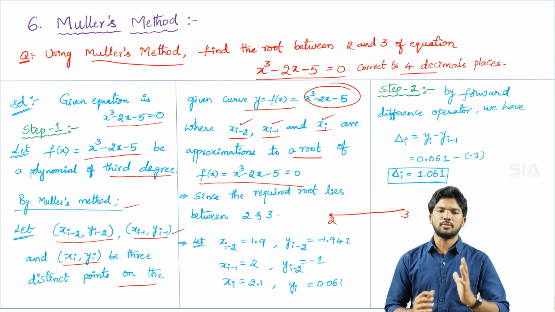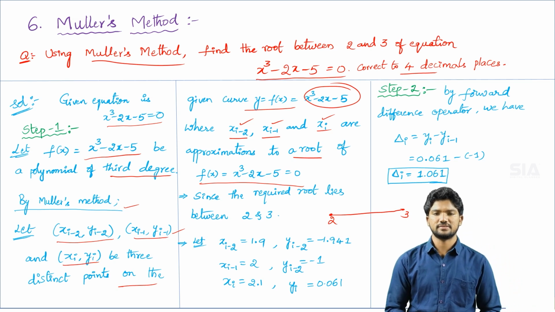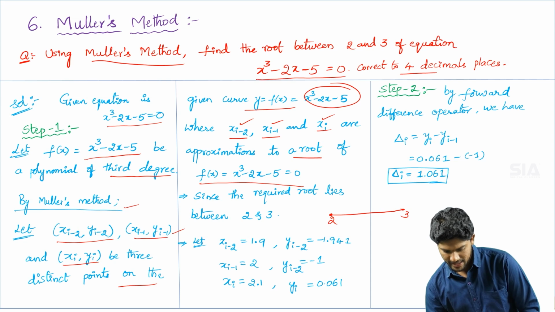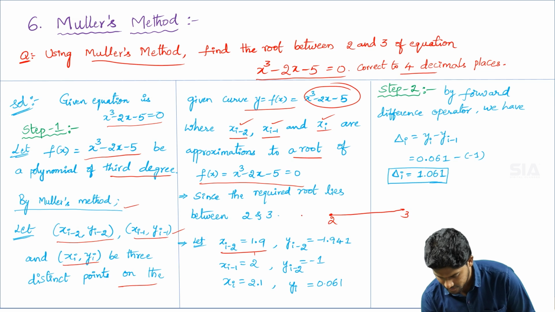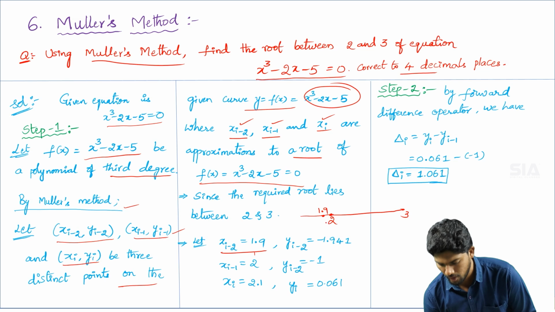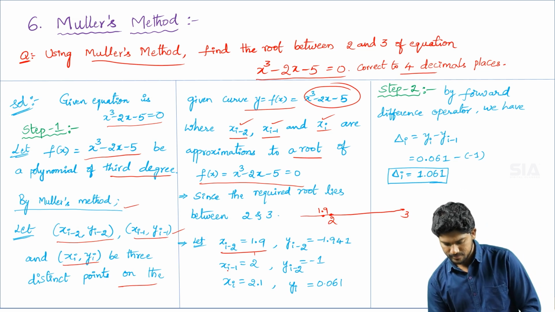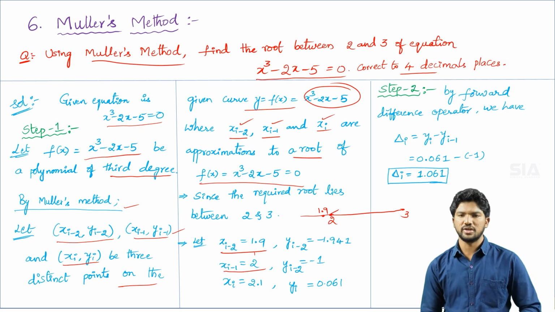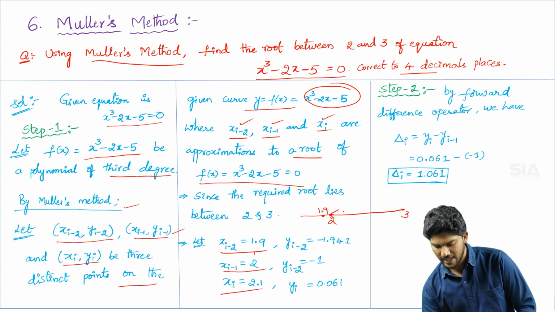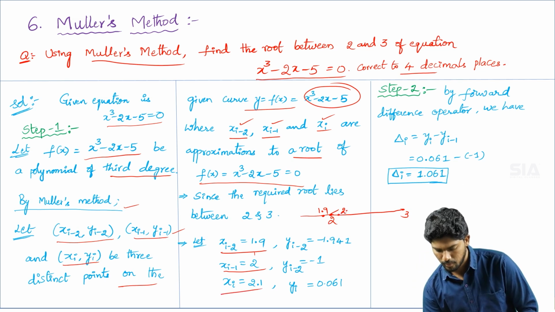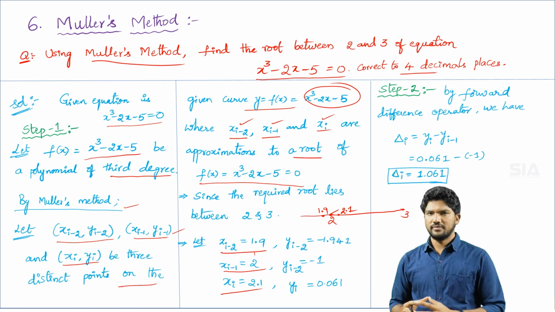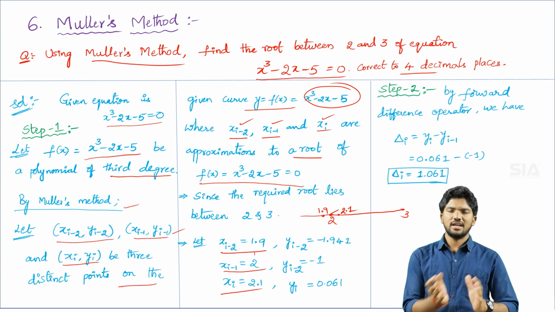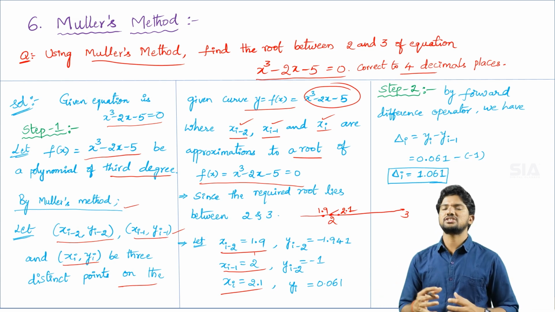Here we are taking the approximation roots x suffix i minus 2, x suffix i minus 1, x suffix i. As you can see, x suffix i minus 2 is equal to 1.9. For example, if you extend this real line, 1.9 is here. And x suffix i minus 1 is 2, and x suffix i is 2.1. That means for the required root existing between 2 and 3, for the first value 2, we are taking the left neighborhood and right neighborhood values as the initial approximation values.